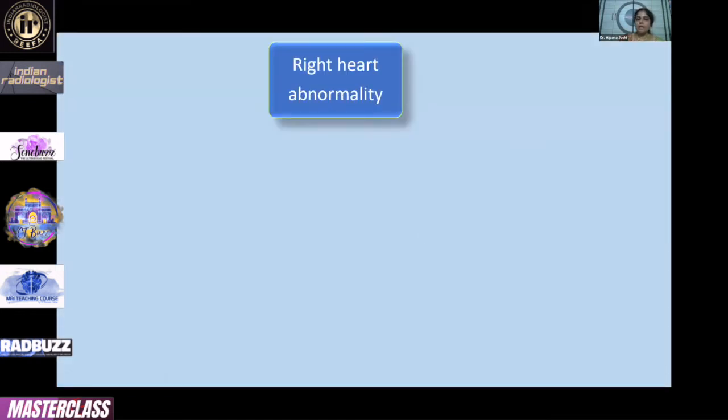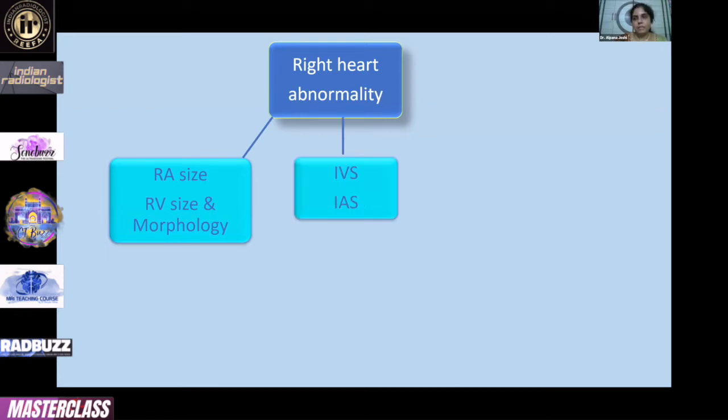So just to summarize, when we are talking about right heart abnormalities, you need to assess the RA size, RV morphology and size well, the IVS, the interventricular septum, and interatrial septum.